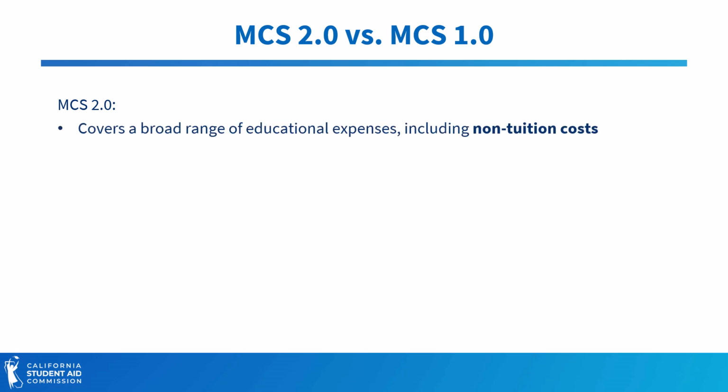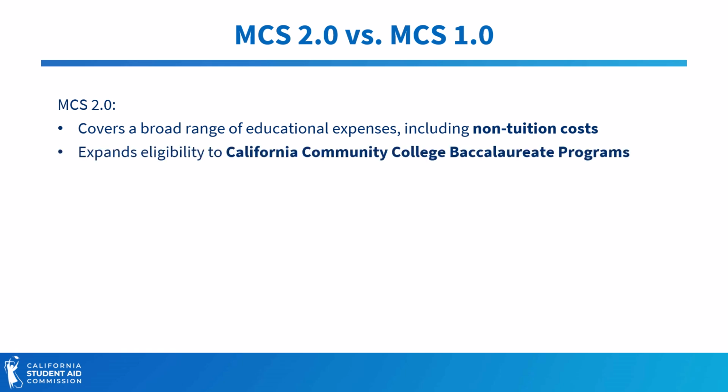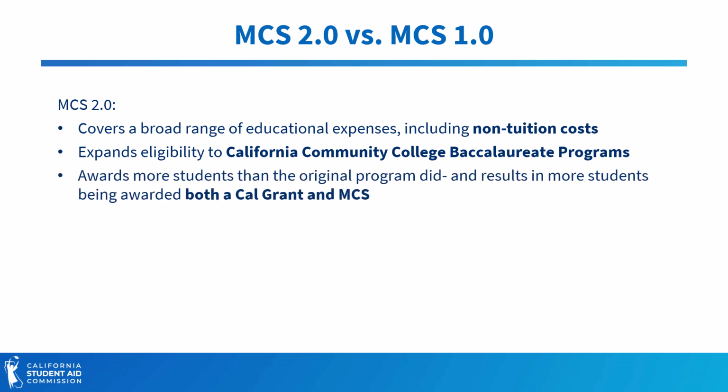The new formula covers a broader range of educational expenses, including non-tuition costs. It also expanded eligibility to your students attending a community college baccalaureate program. Finally, MCS 2.0 actually awards more students than the original program did, and also results in more students being awarded both a Cal Grant and Middle Class Scholarship.